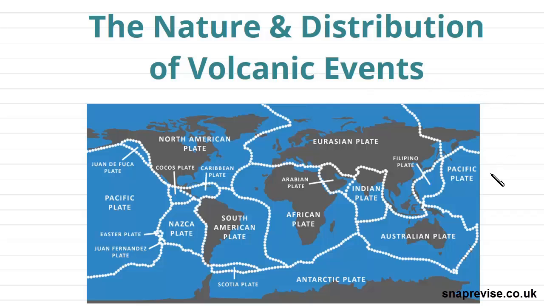And in the previous video we learned about the theory of plate tectonics and about plate boundaries, and most volcanic activity occurs at plate margins through tectonic processes. So our plate margins are the borders between our plates, shown by these white lines here. However, volcanoes don't occur at all plate boundaries, only specific ones, and we're going to look at them in more detail.